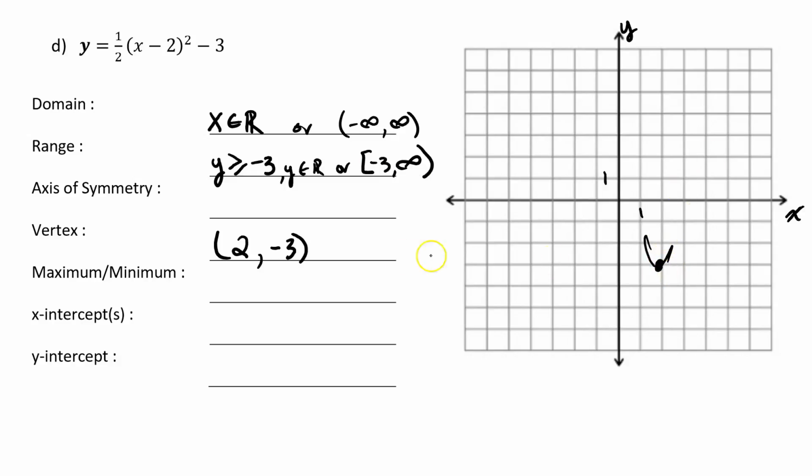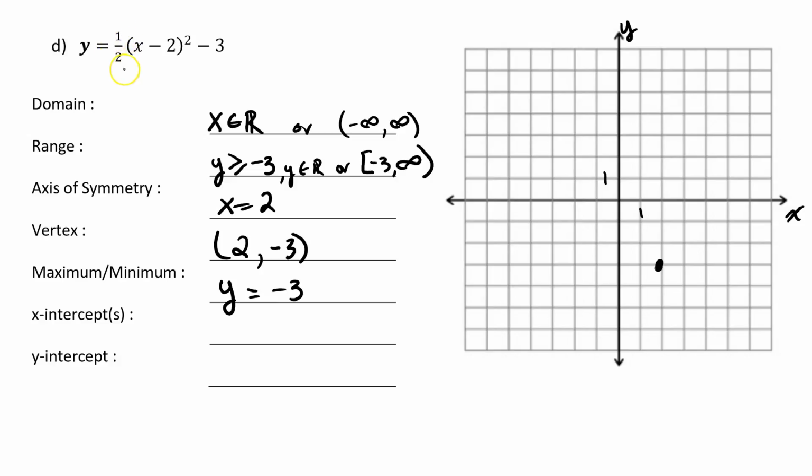And I know that my axis of symmetry can just be picked off of the vertex. So I know that x equals 2. And I know that my minimum can just be picked off of my vertex too. My minimum occurs when y equals negative 3. Wow, look at that. Look at all the stuff that we can record before even graphing.